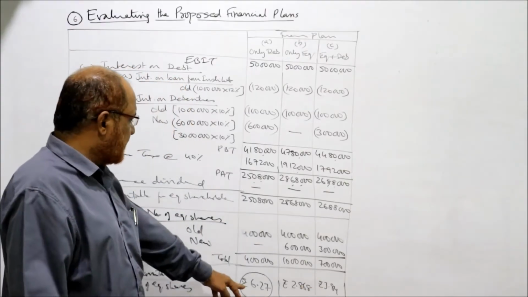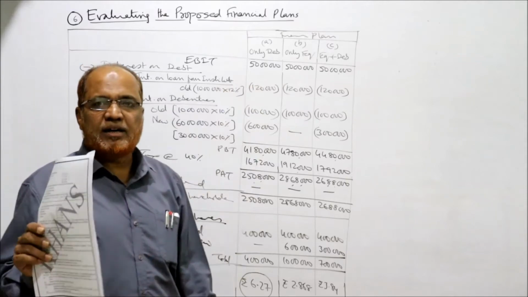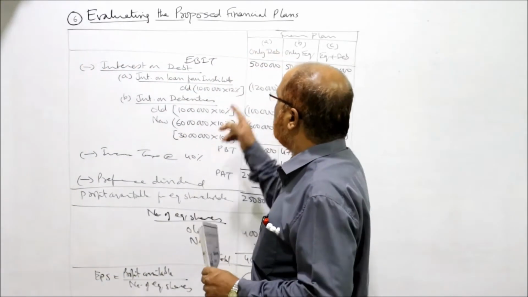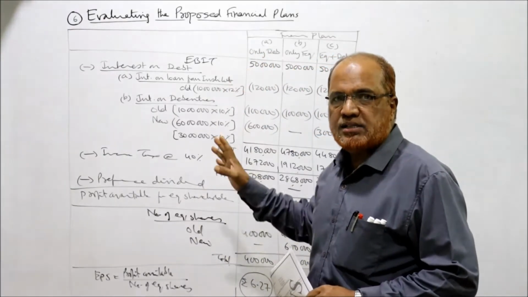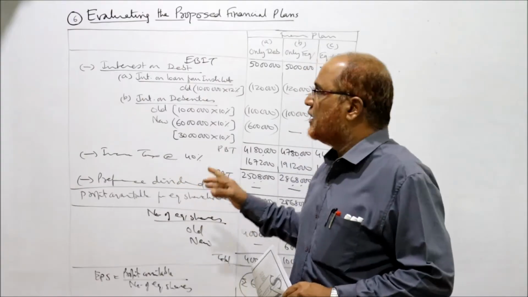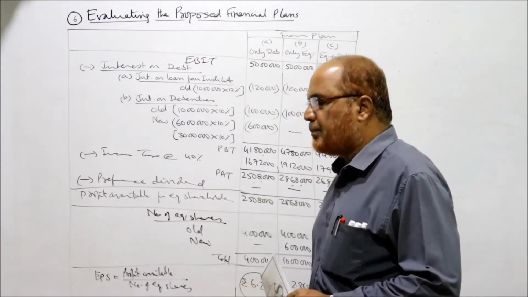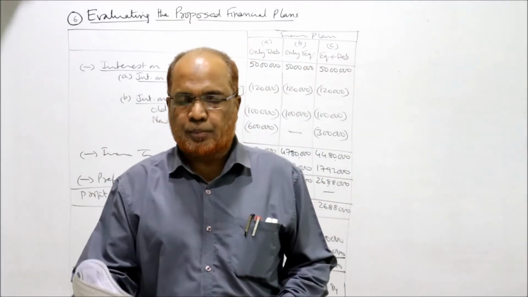The highest EPS is 6.27 in the first case. So the ultimate decision is to raise the required amount by issuing only debentures. So it is suggested to adopt financial plan A, since in this case the EPS is the highest. Now see the seventh problem.